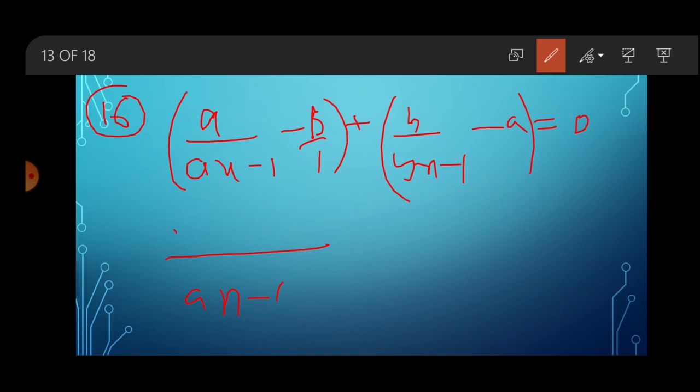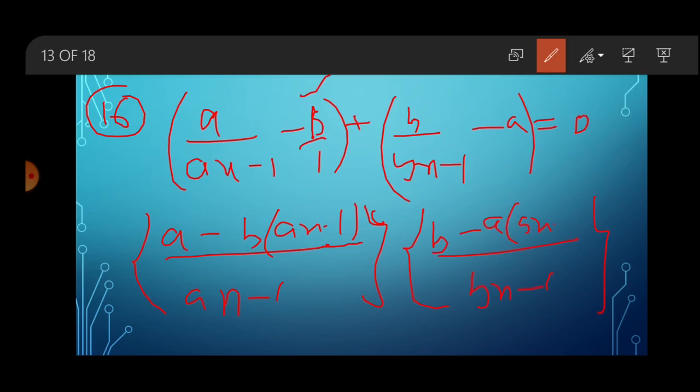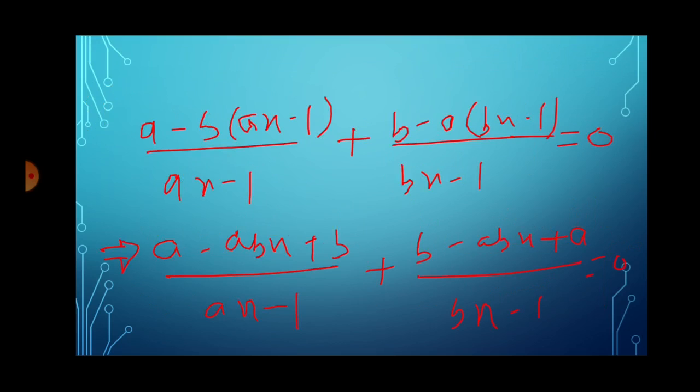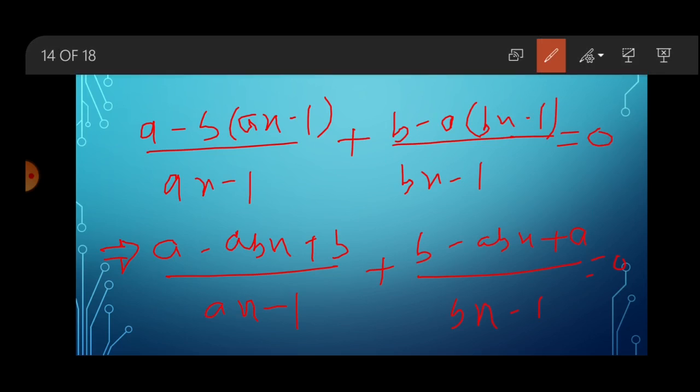So we have a, and this (ax minus 1) will be multiplied by ax, and this will be multiplied by this particular b. So we have b(ax minus 1), again using the brackets, again taking (bx minus 1) as LCM, b minus a(bx minus 1) is equal to 0. Now we will multiply inside the bracket, so your result will be something like this.